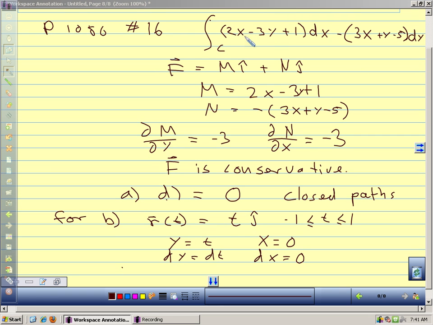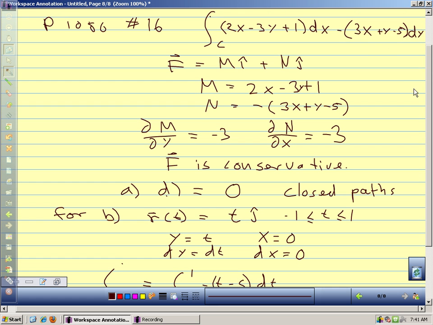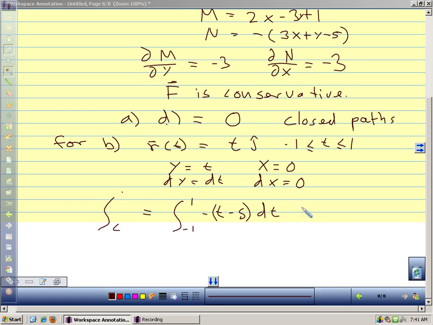For our integral, since dx is 0, this whole first term disappears. And for our second term, x is 0, so this part disappears. So all we're looking at is the integral, and I'm just going to write it in shorthand. The integral is the integral from -1 to 1 of minus t minus 5 dt. X is 0, y is t, and dy is dt for the second integral. We evaluate that from -1 to 1, and we end up with 10.